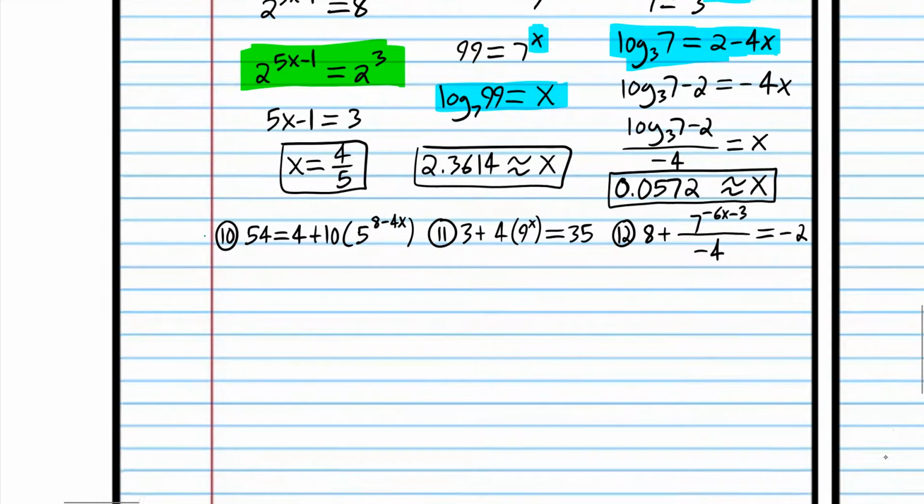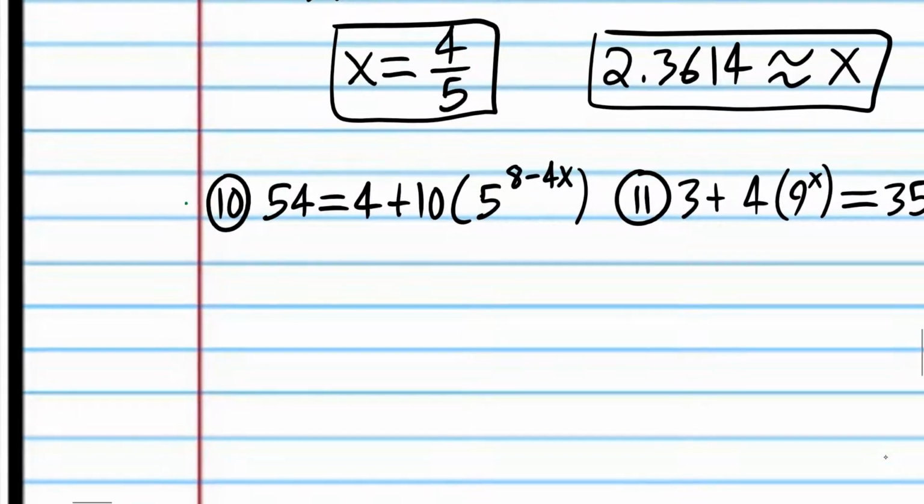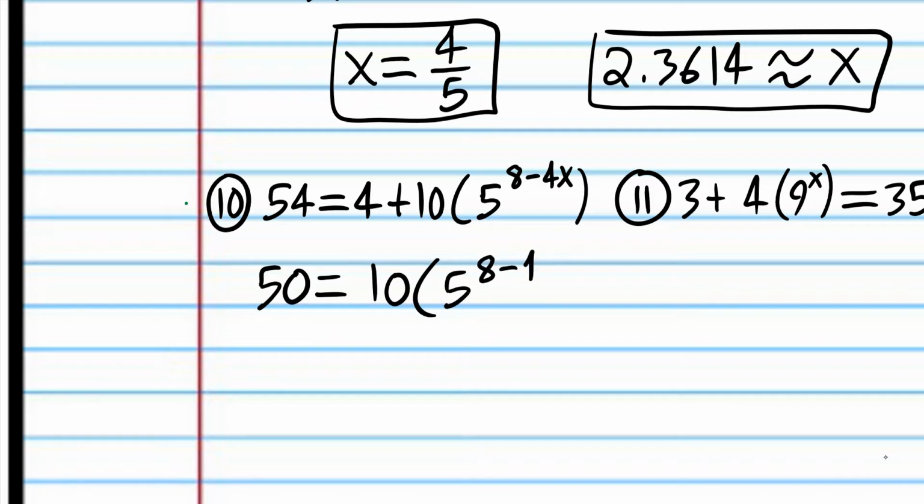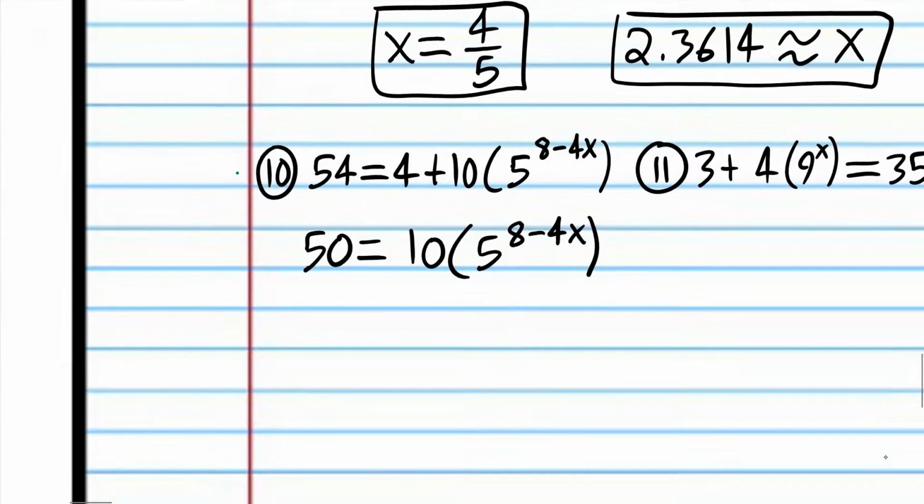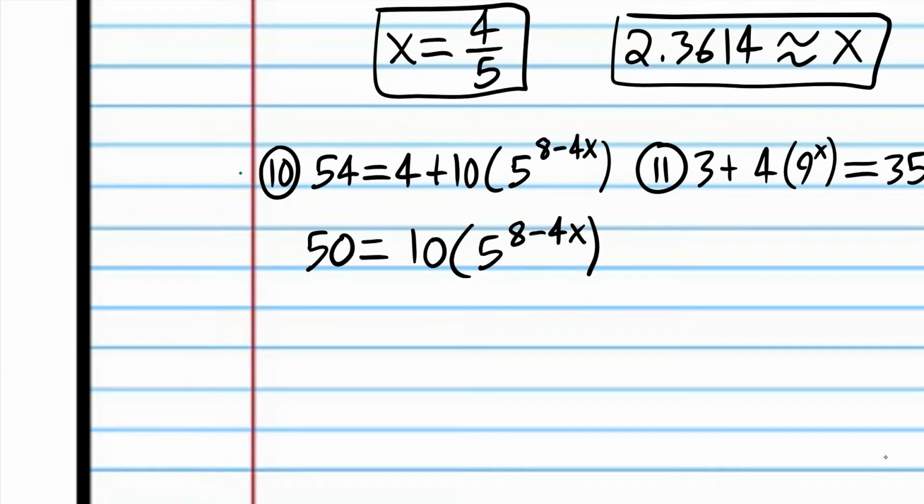All right, we're back. So I'm going to isolate this exponential expression. So I'm going to subtract 4 from both sides. And you can really do the first 2 steps at the same time. I'm just doing it one by one just to show you what's happening here. Divide both sides by 10.